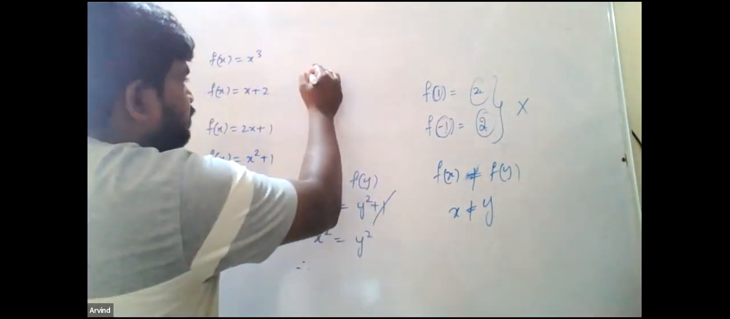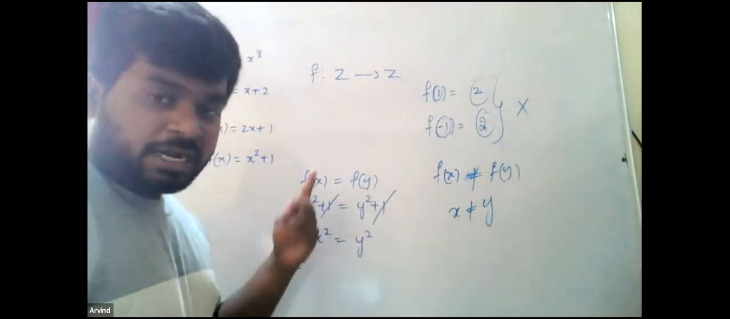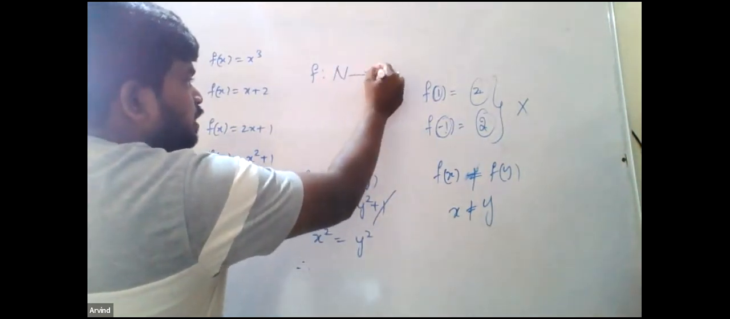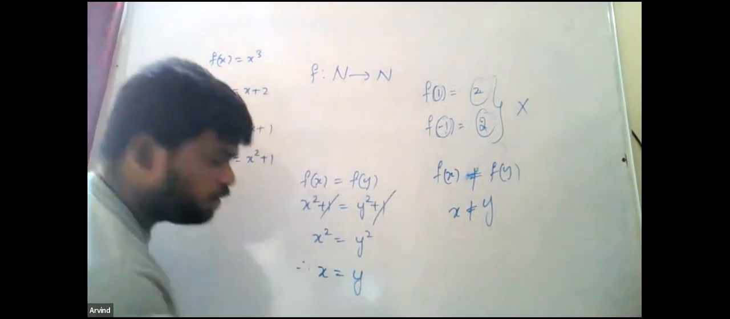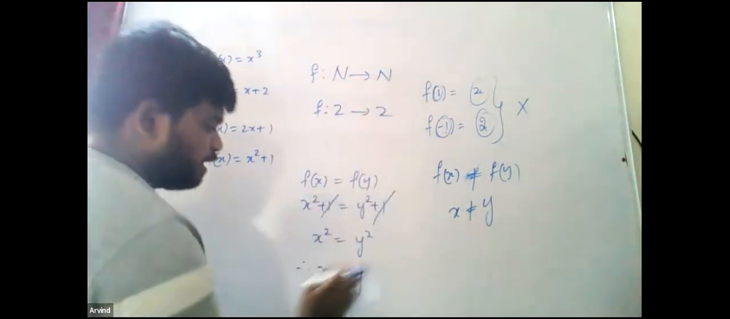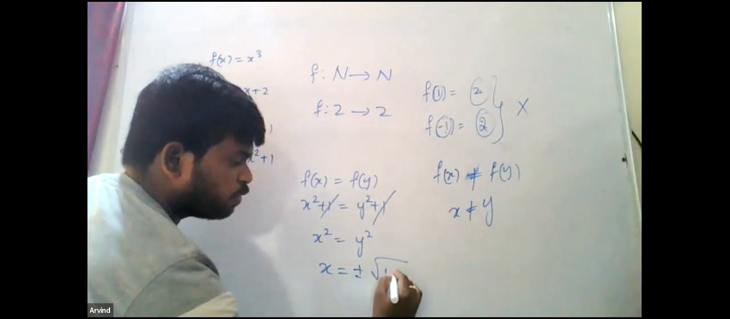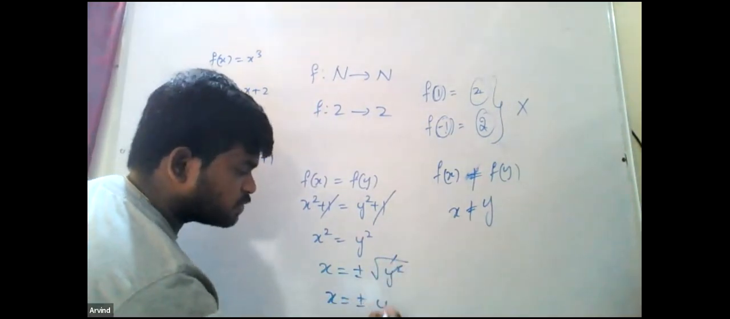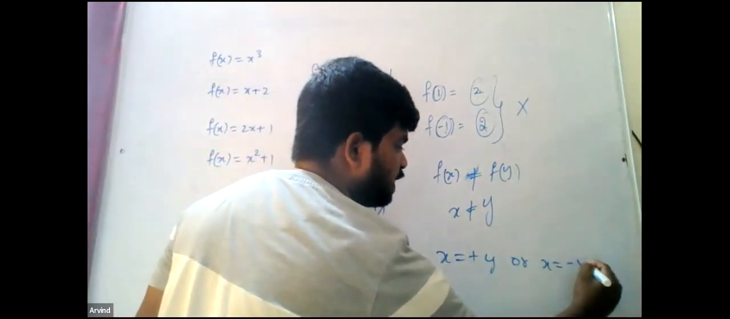Here the function is defined from where to where? Z to Z. That means in Z there are negative values. Suppose it was a function from N to N, then directly I could have taken x is equal to y. But here it is defined from Z to Z. Therefore, x is equal to plus or minus square root of y square. The square root gets cancelled. Therefore, you get x is equal to plus or minus y. That means x is equal to plus y or x is equal to minus y.